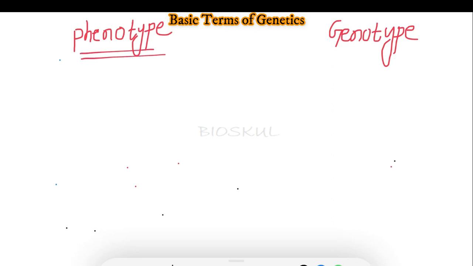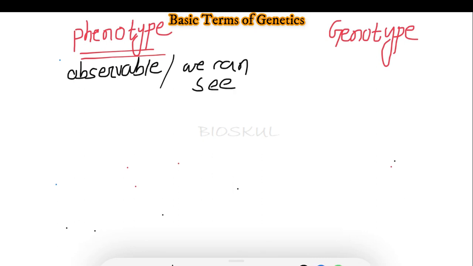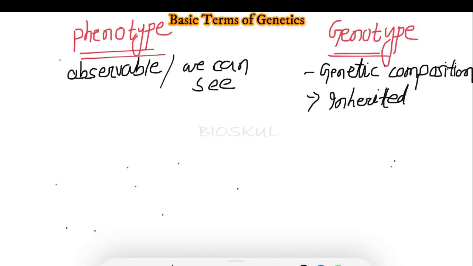Okay, the character that is observable, or that we can see, is known as phenotype. Then what is genotype? Genotype is the genetic composition that is present behind the observable character. Okay, the genetic composition that is present behind the observable character is known as genotype.